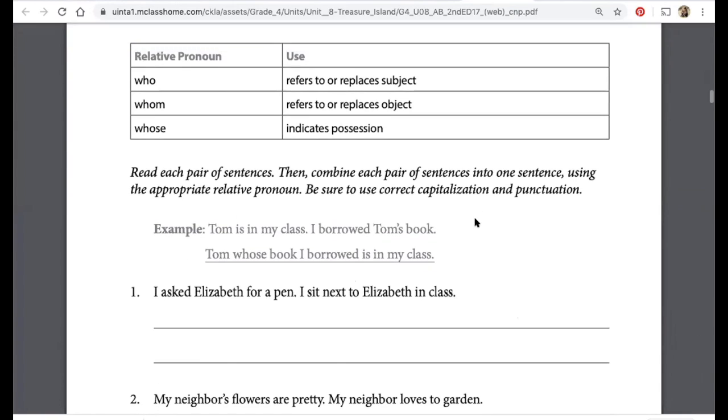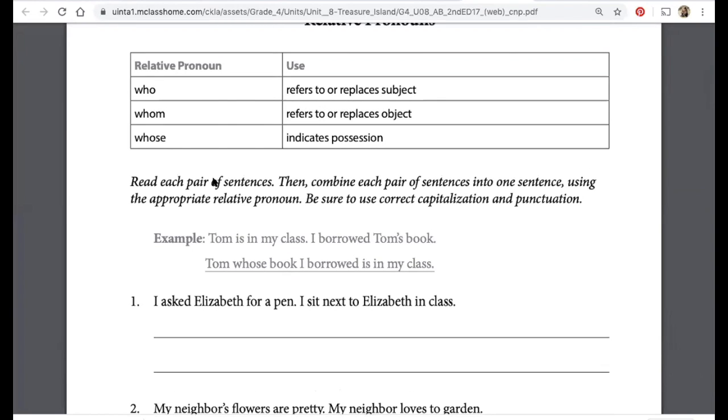I'm going to scroll down here. In the directions, it says read each pair of sentences, then combine each pair of sentences into one sentence using the appropriate relative pronoun. Be sure to use correct capitalization and punctuation. In the example, it says, Tom is in my class. I borrowed Tom's book. Tom, whose book I borrowed, is in my class.